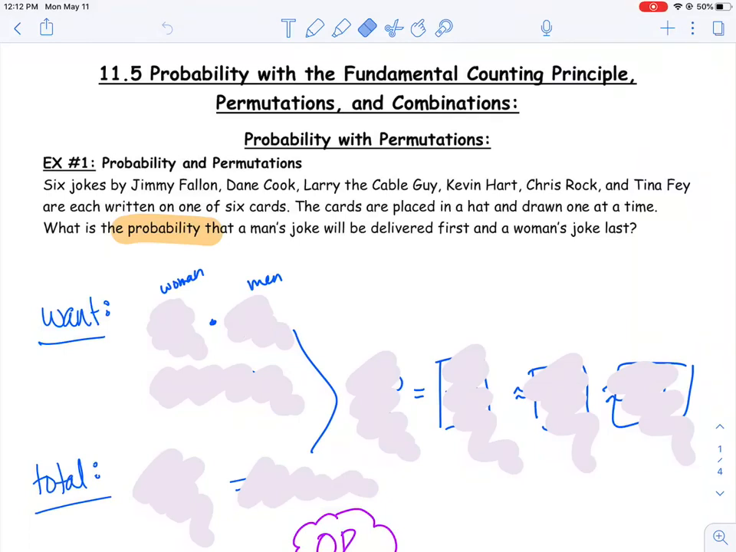All right, here's the start of 11.5. Remember, this is the section where we're going to take the previous 4 sections and combine it all into one.